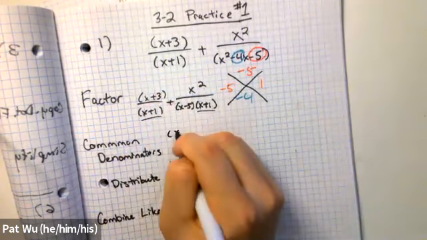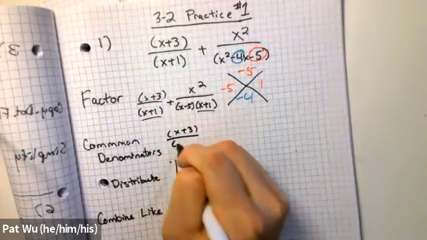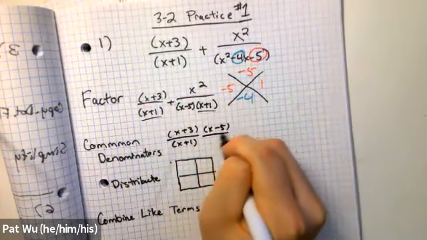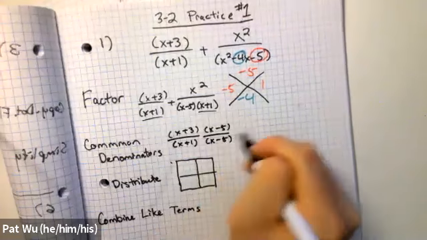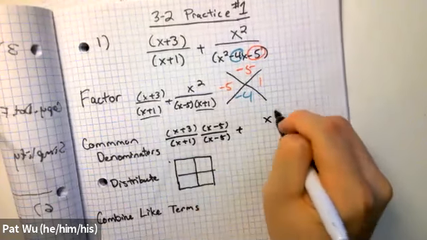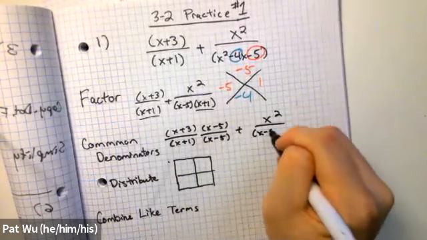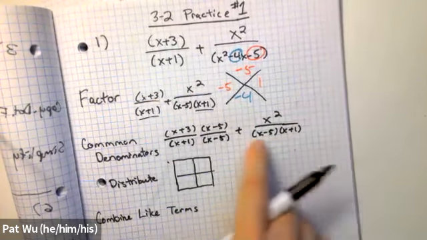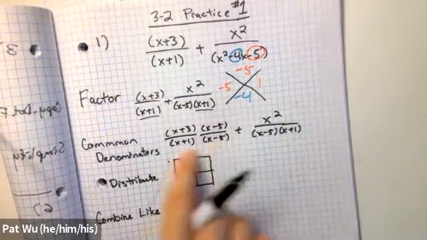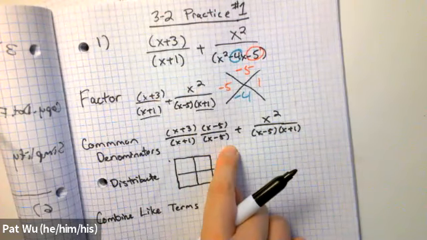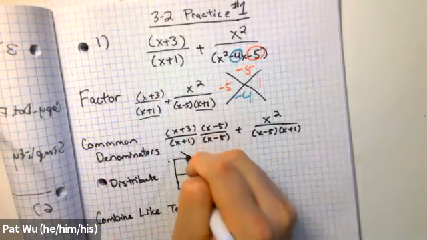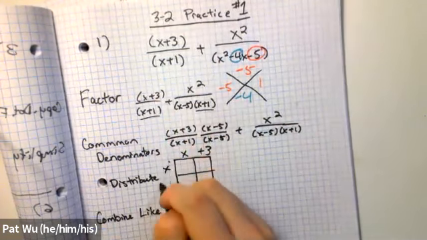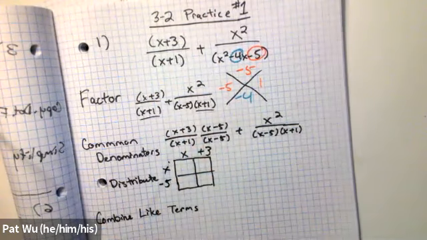To get common denominators, I'm going to multiply this first fraction by (x - 5)/(x - 5). The second fraction I can leave as is because I already have both terms in my denominator to have my common denominators. Now, if you want to draw a box, you can do that to distribute. So an x + 3 on the top, x - 5 on the side.